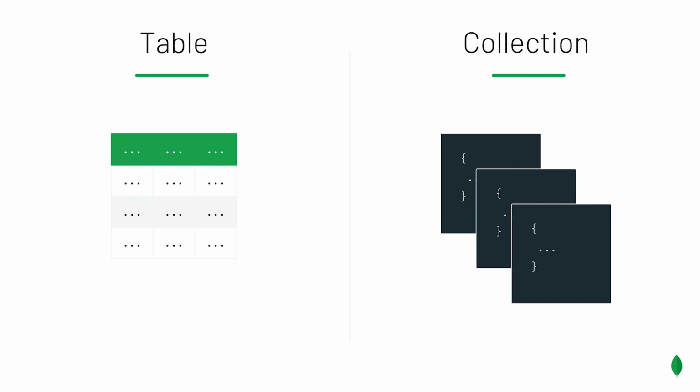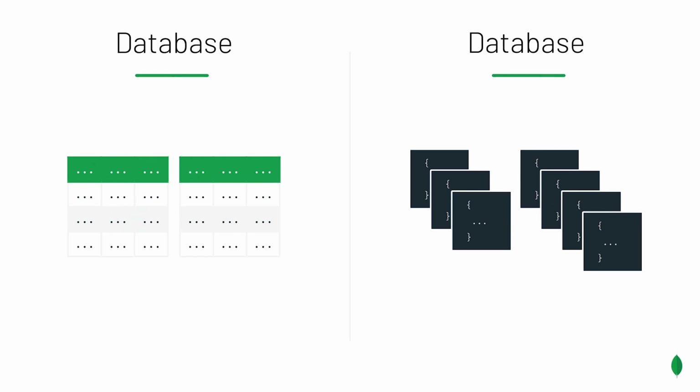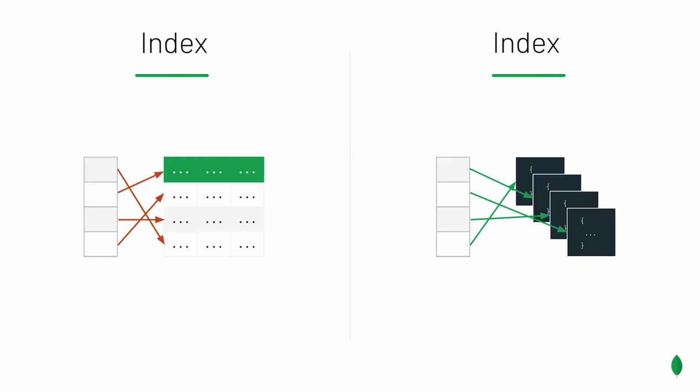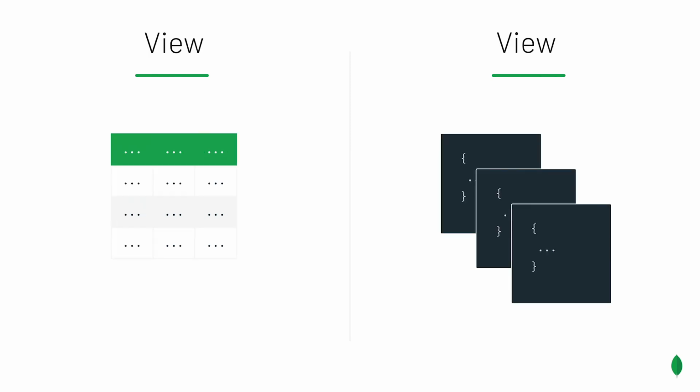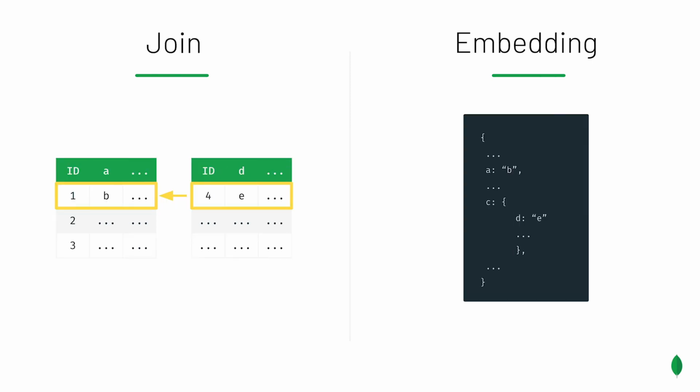The next few terms will probably feel pretty comfortable to those of you with relational database backgrounds, as the terminology is basically the same between the two. Just like you store groups of tables in a relational database, you store groups of collections in a MongoDB database. Indexes are fairly similar between the two. Indexes help speed up your read queries. Views are pretty similar in both.